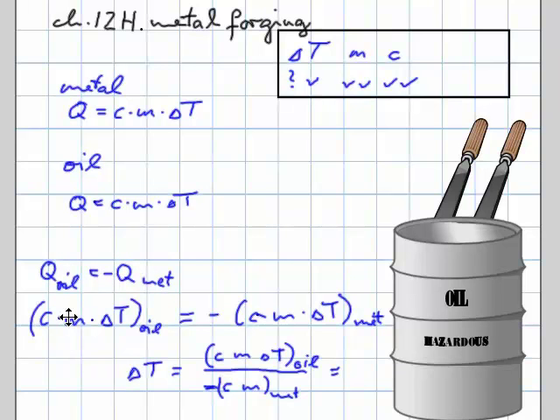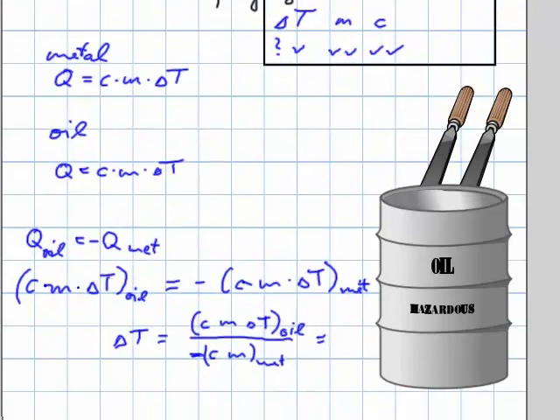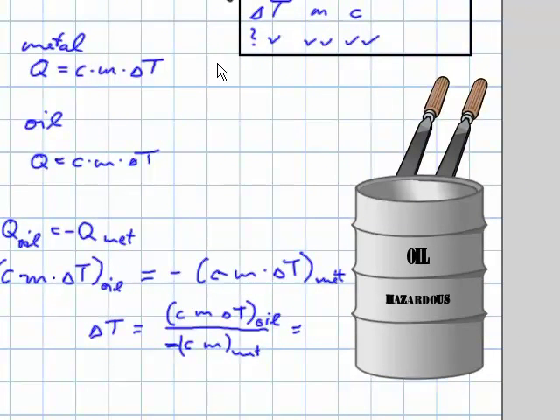And then this one here is for the oil, this one here is for the metal, this one here is for the oil, this one here is for the metal. So you come up with some kind of temperature difference. This one here will come out to be a negative number, a relatively large negative number in Celsius degrees. And then the final temperature was 47 degrees Celsius.